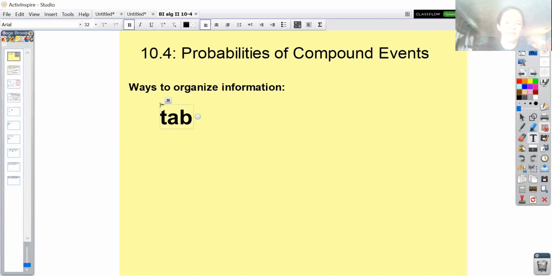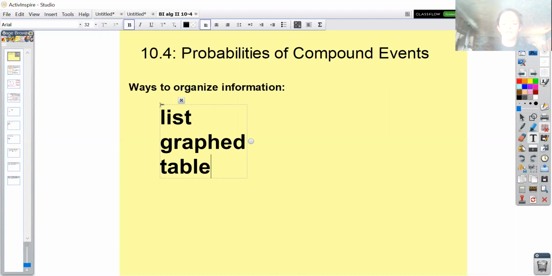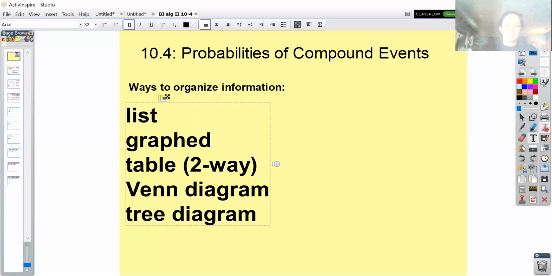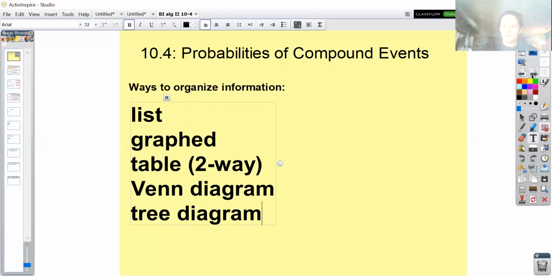One way was that we just made a list of all of the answers. Another that we did with the dice was that we graphed the sample space. Another is we looked at a table, like a two-way table, a lot of times to organize the event data. We used a Venn diagram. We also used a tree diagram. That was the one with the branches that were going off, and then each event was a new set of branches. So those are the main ways that we've organized information so far.